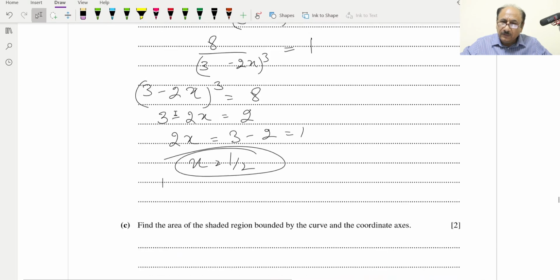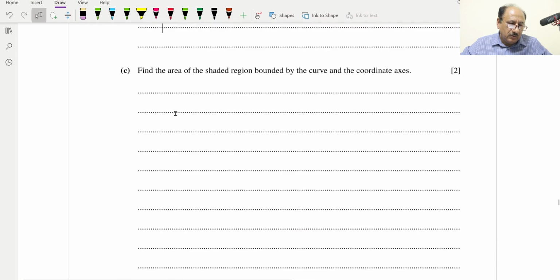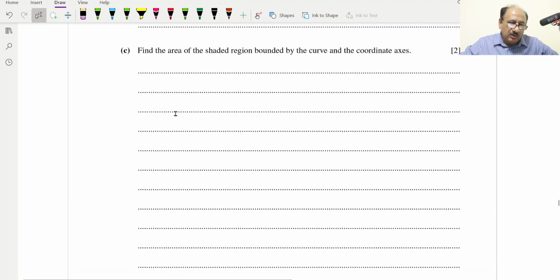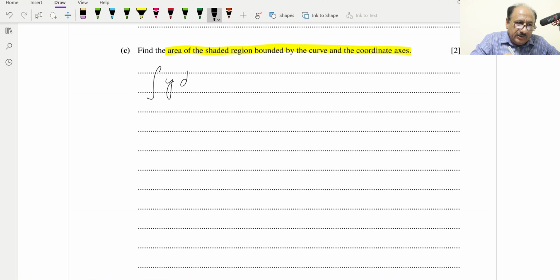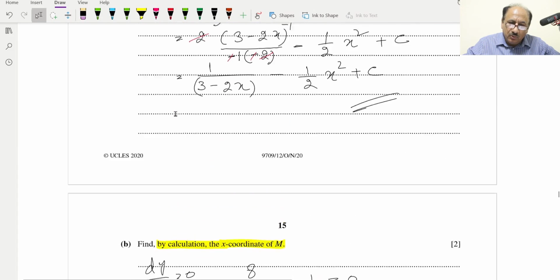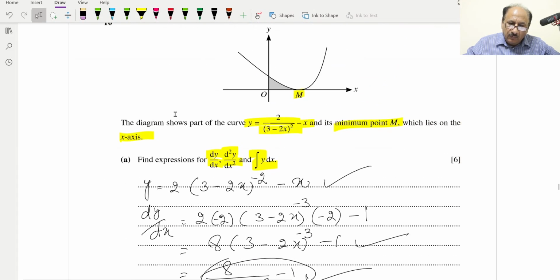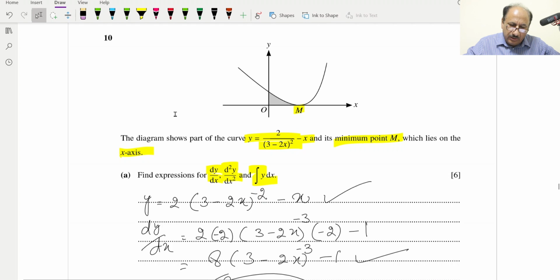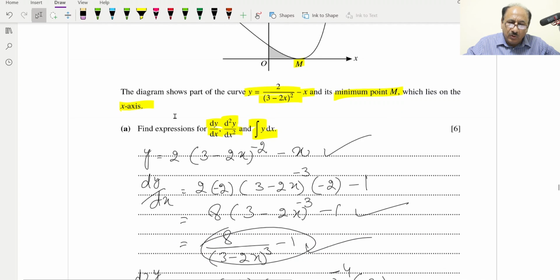This is a 2-mark question. Yes, 2-mark question. No, this is the C part. Find the area of the shaded region bounded by the curve and the coordinate axes. So we have to find this shaded area. For that, we are taking the integral of y dx, and the limits of the integral will be from 0 to 1 by 2. So from 0 to 1 by 2 we will be taking the integral.